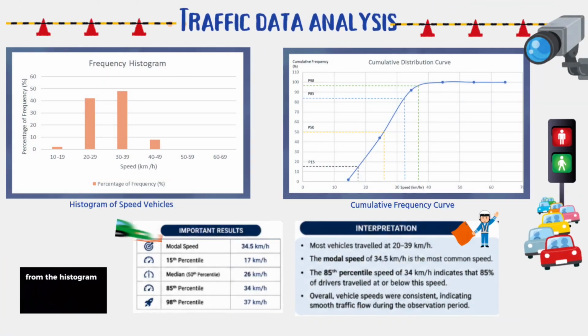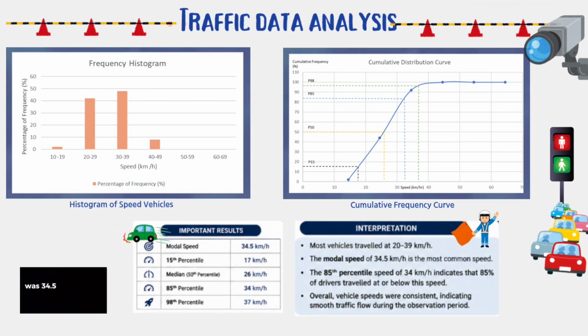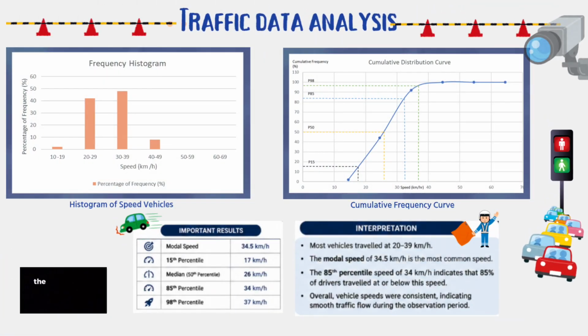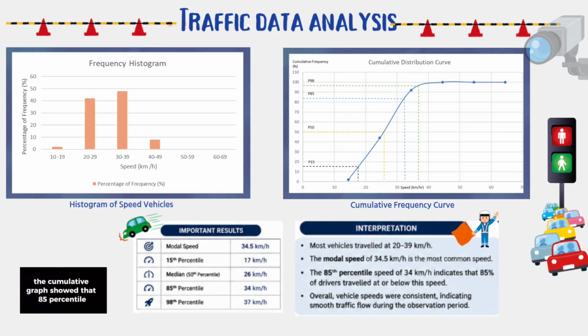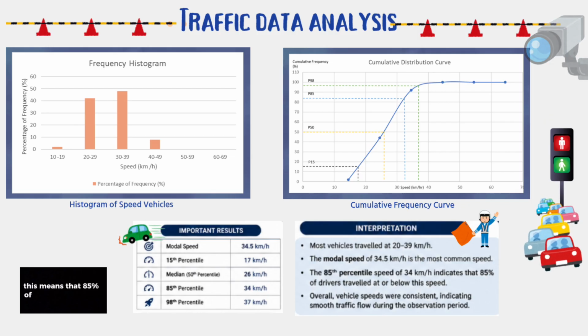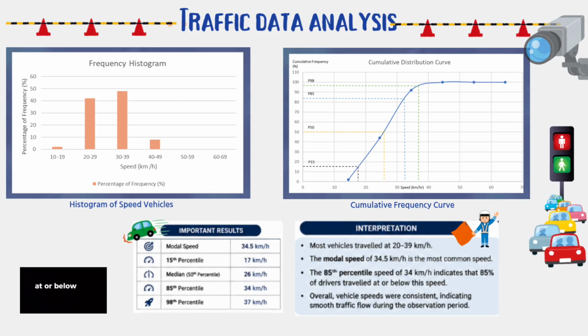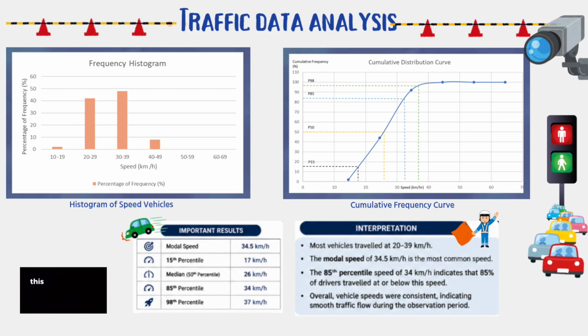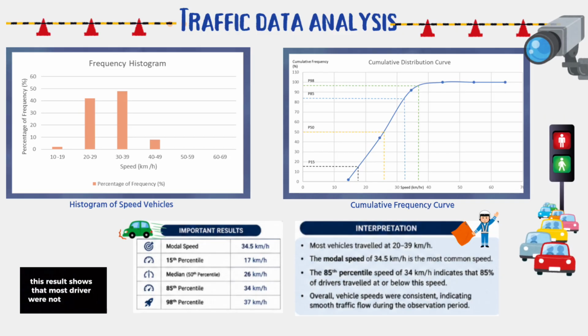From the histogram, the most common speed, or modal speed, was 34.5 km per hour. The cumulative graph showed that the 85th percentile speed was 34 km per hour. This means that 85% of the vehicles travel at or below 34 km per hour. This result shows that most drivers were not speeding.